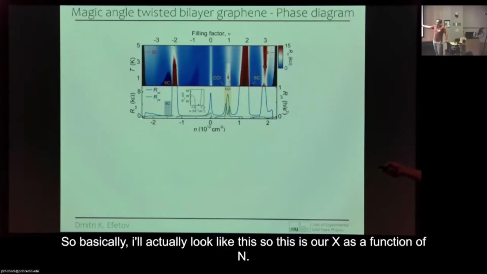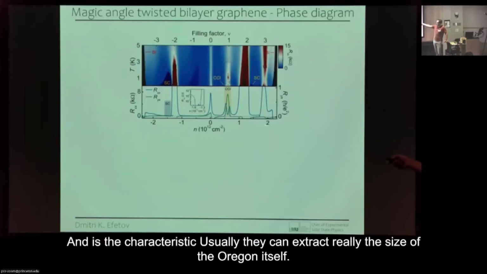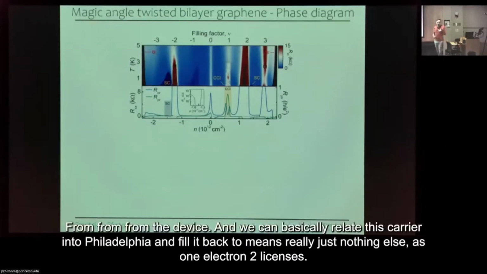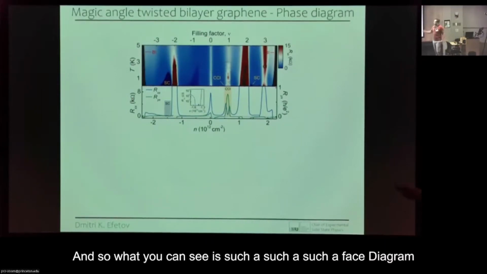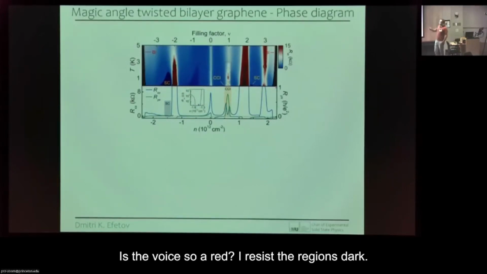So basically a measurement like this: this is Rxx as a function of n, the carrier density. Usually we can extract the size of the Moiré unit cell from the devices, and we can relate this carrier density to filling factor. Filling factor means nothing else than 1 electron, 2 electrons, or 3 electrons per unit cell. So what you can see in such a phase diagram is the following. Red is high resistive regions. Dark blue is close to zero resistance regions.